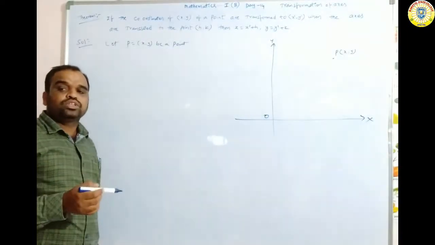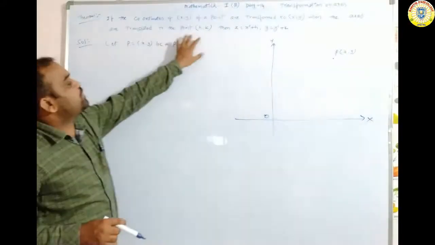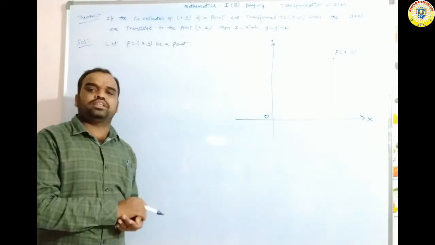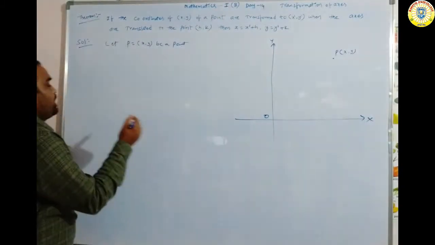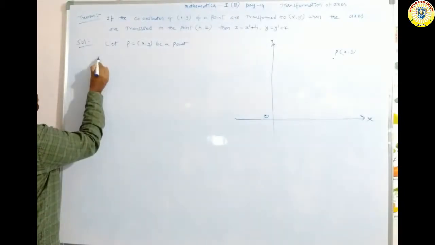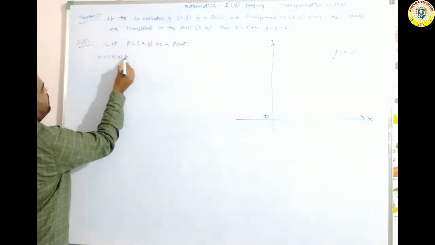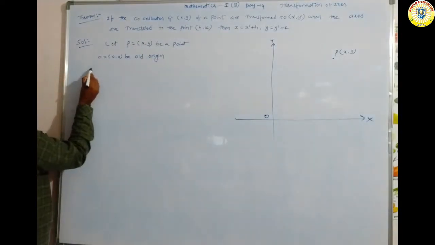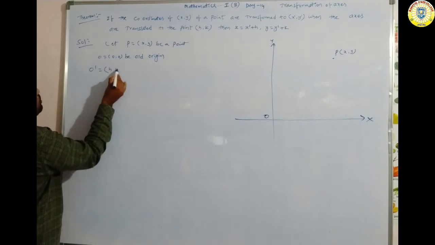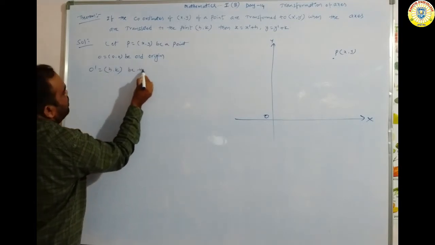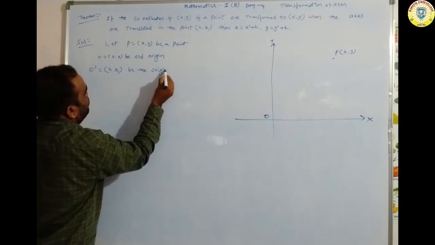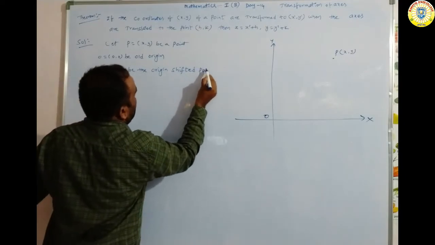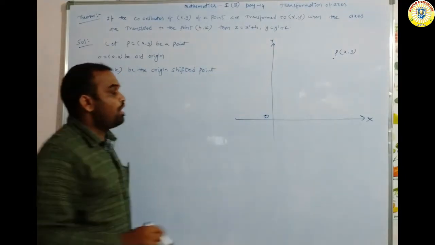Now observe this. The axes are translated, which means the origin is also shifted to that point. Here we take the new origin. O = (0, 0) is the old origin, and the new origin O' = (h, k) is the origin shifted point.